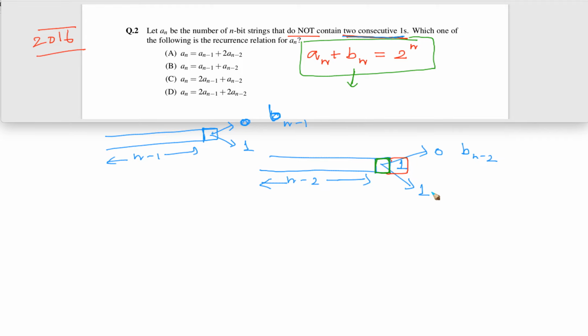However, this is the interesting case: if it is 1, then we already have 1 here, and again we have 1 here. So the condition that a particular n-bit string has two consecutive ones is satisfied right here. So 1 is already there. After that, I don't care what the situation is in the n minus 2 bits, whether they have consecutive ones or not, I don't care.